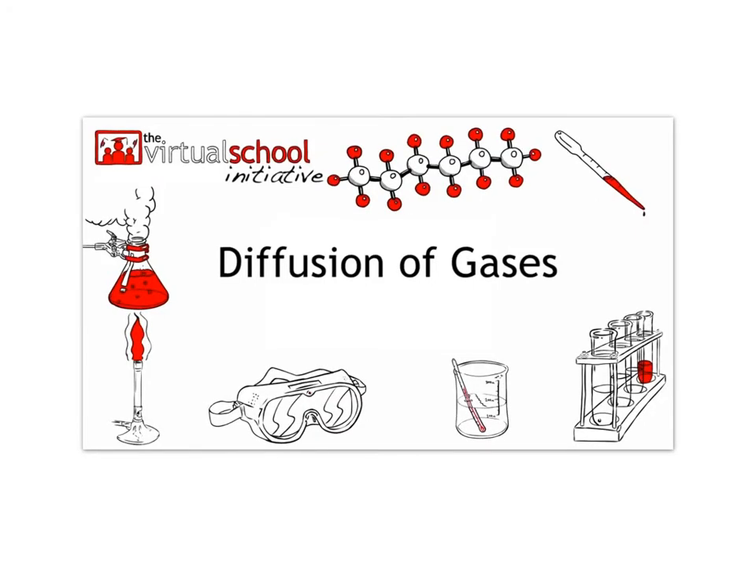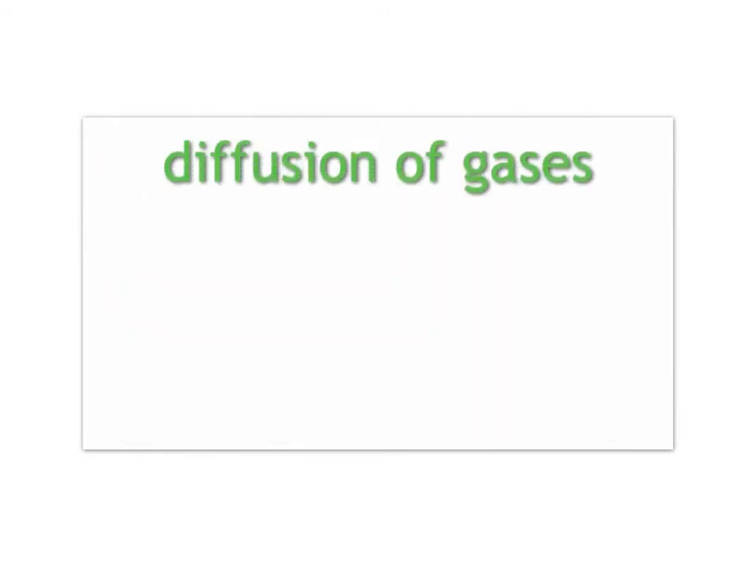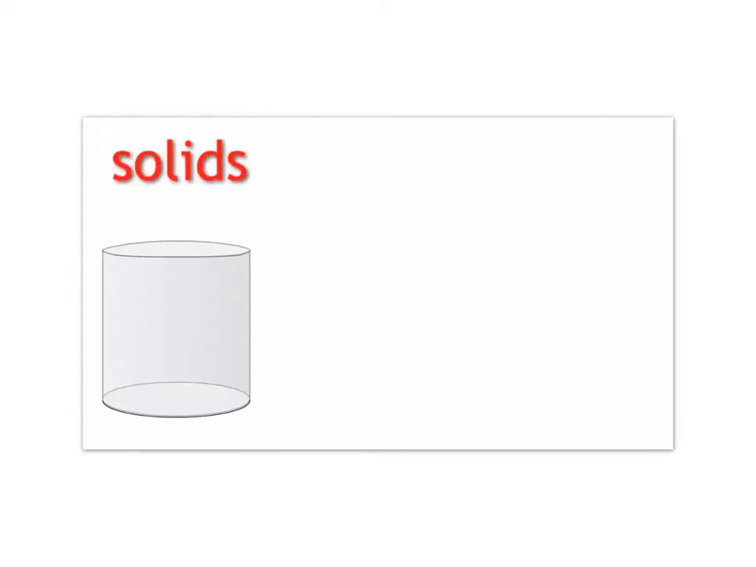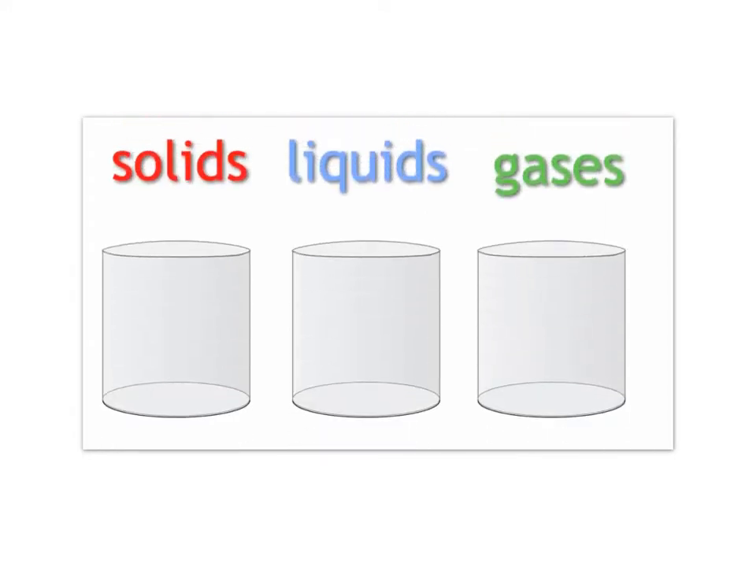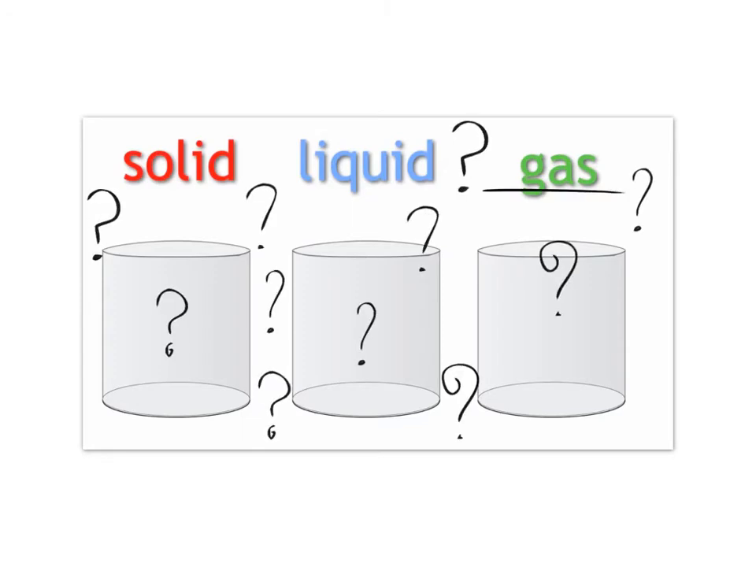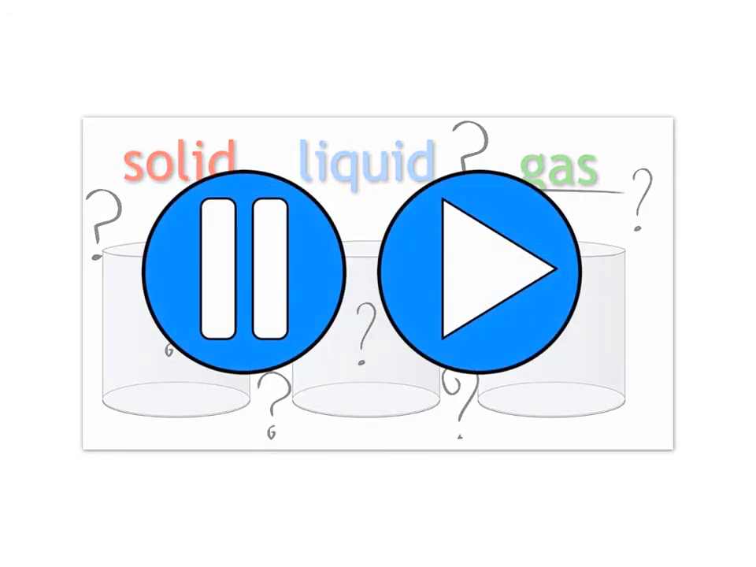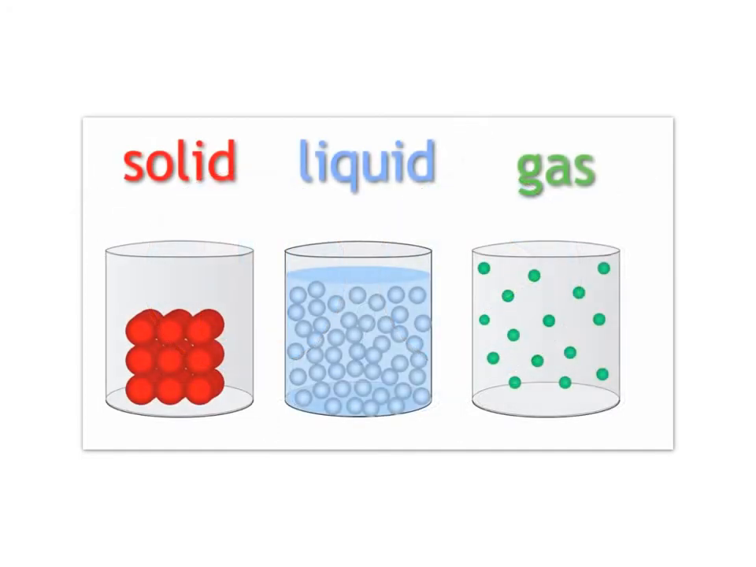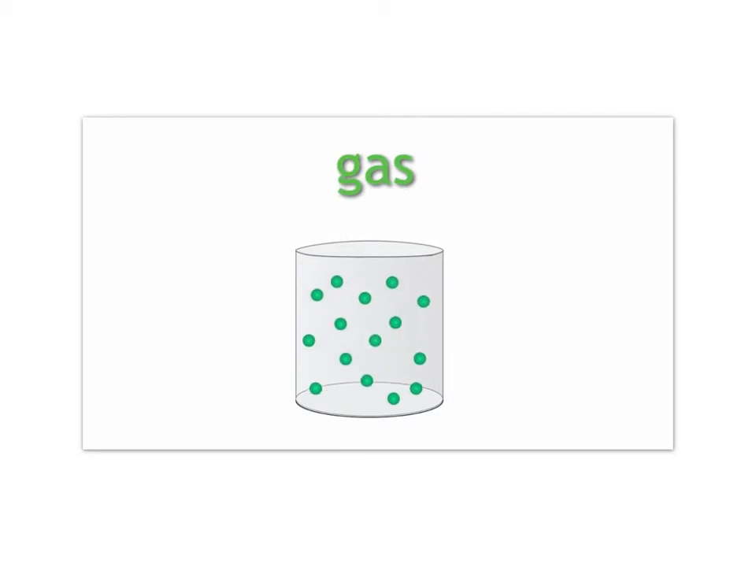In this lesson, we are going to learn about diffusion of gases. This will help you to understand how gases behave and also explain why smells spread. Before we start, you need to recall what solids, liquids and gases are like in terms of their particles. In particular, I'd like you to ask yourself, how are the particles arranged in a gas? Pause the video and restart it when you think you have the answer. The answer is the particles in a gas are spaced out and move about very quickly in random directions. Did you get it right?